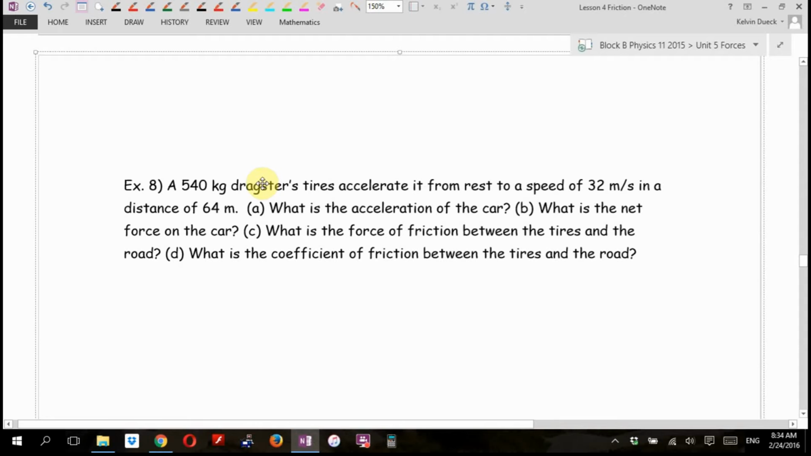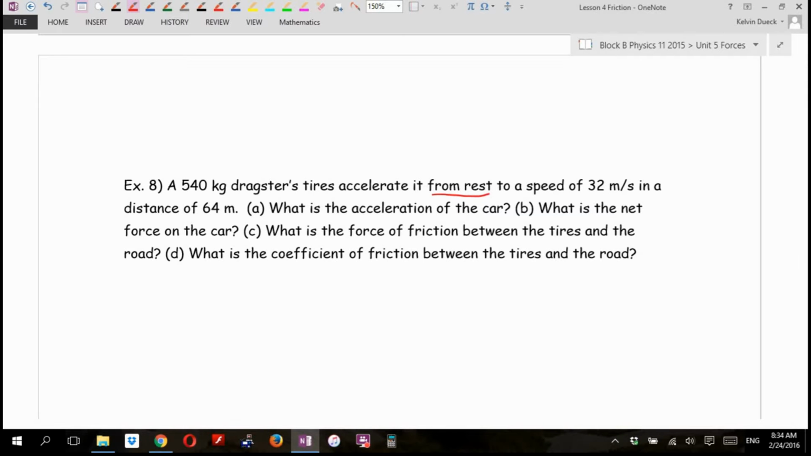So I have here a 540 kilogram dragster's tires accelerated from rest. You know what? That's an important word. What does "from rest" tell me? VI is what? Also, as soon as they give me VI as 0, I'm thinking maybe I'm going to find the acceleration using VI, VF, T, and D, not using F equals MA, A equals F over M. You see how that's a little bit of a hint there as well?